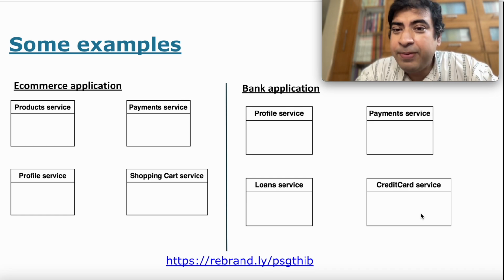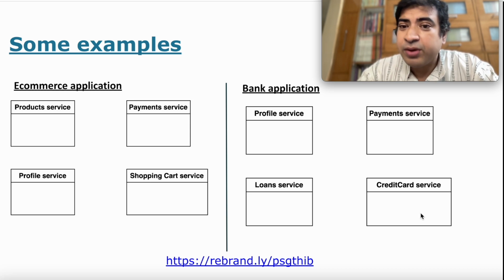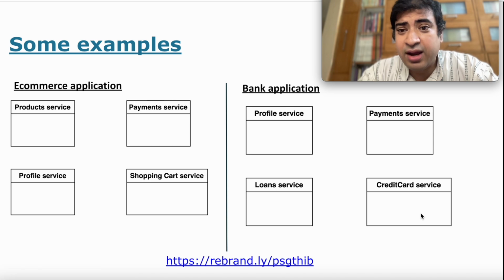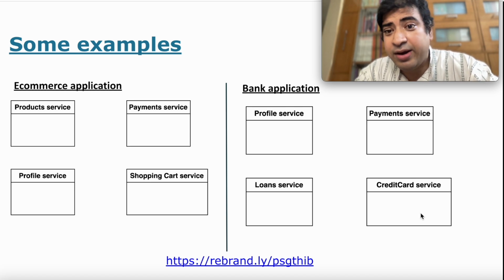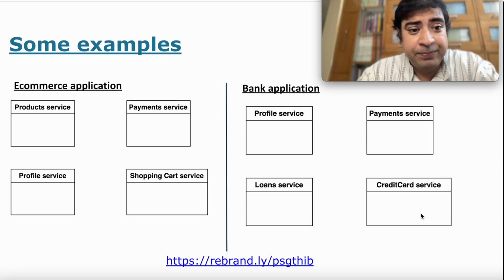Similarly, a bank application can be split into smaller microservice units, like a profile service which contains the logic for the customer profile, then the payment service from where the customer can do transfers or bill payments and different other kinds of payments, a loan service via which the customer can manage his various kinds of loans including mortgages, and then maybe a credit card service where the customer can manage his various credit cards, see the different transactions on each credit card, and also pay his credit card.